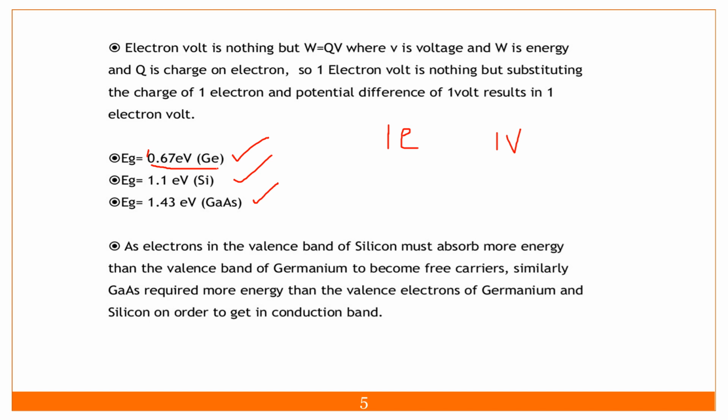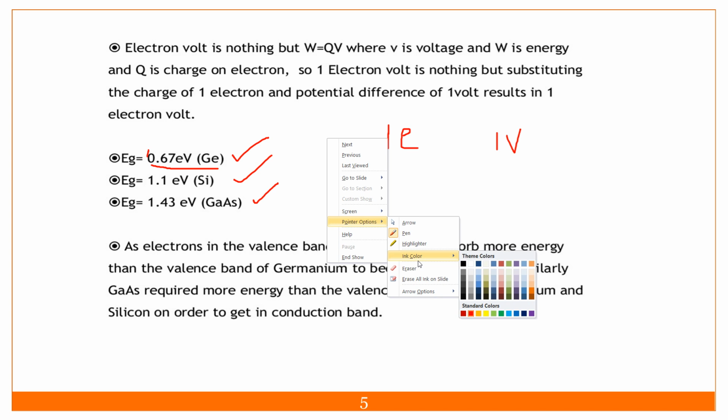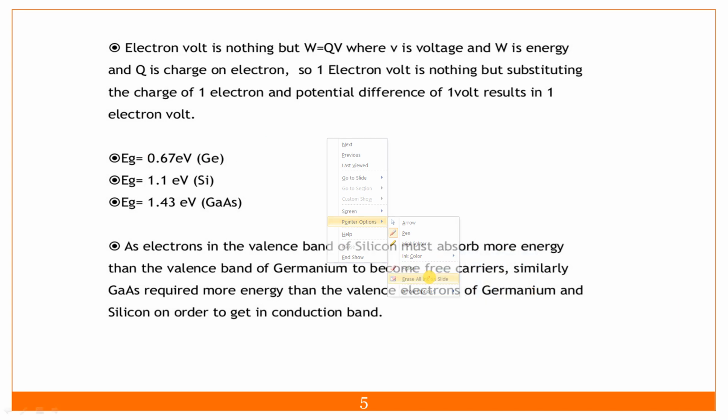Now you have to tell me the significance of this band gap. Listen to the question carefully. I will erase the things first. So this is the band gaps: this is small, this is medium, and this is large. What is the significance of the band gap with the carrier concentration?